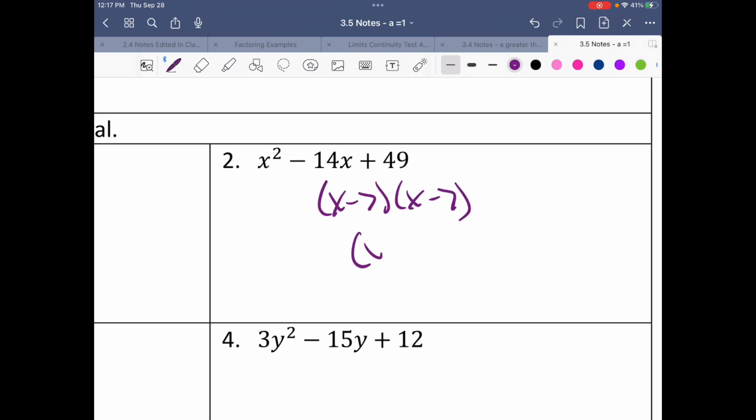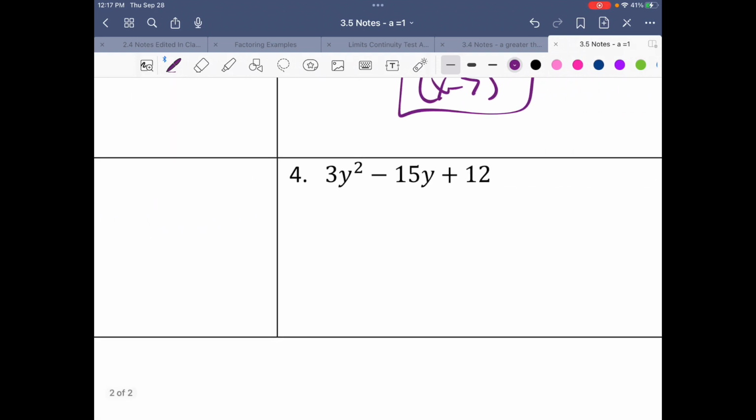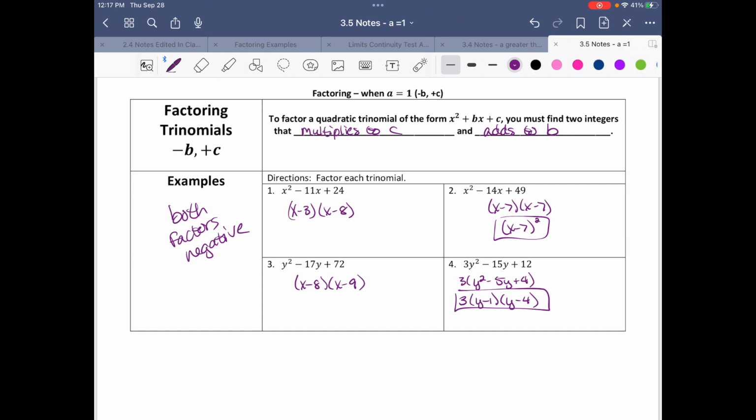Factors of positive 49 that add to be negative 14 are negative 7 and negative 7. Needs to be written as x minus 7 squared. Factors of 72 that add to be negative 17, that's negative 8 and negative 9. Okay, if you know your factor pairs, you don't have to list them like I've been doing. GCF first. This one has a leading coefficient of 3. See if it's a GCF, and it is. Factors of 4 that add to be negative 5 are negative 1 and negative 4. And bring down your GCF.